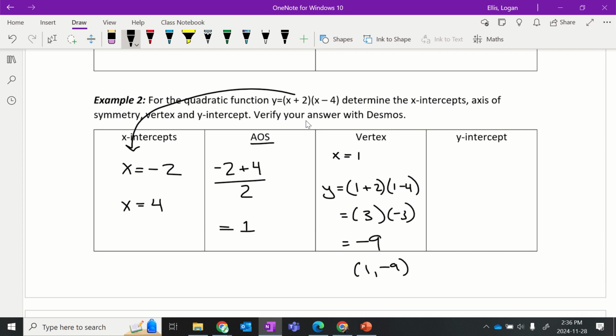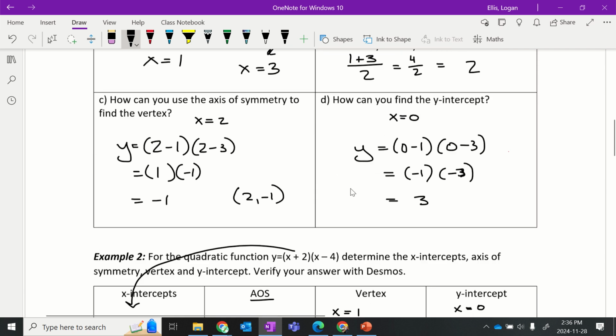And then your y-intercept, again, remember, that's always when x equals 0. So you're going to get y equals 0 plus 2, 0 minus 4, and you're going to get 2 times minus 4, which is minus 8, your y-intercept.